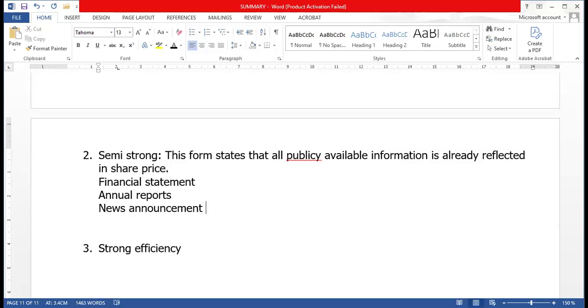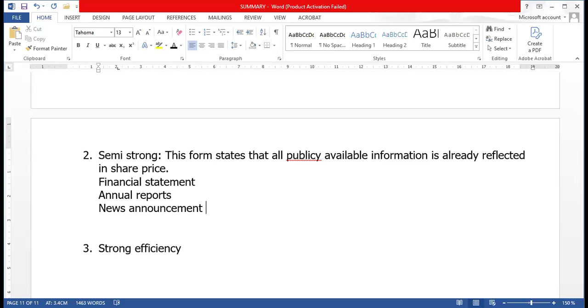Once such information is released, we are saying that the market adjusts quickly, in a way that investors will not earn because of such information. The price that reflects in the market will be as a result of such information that is available to the public.